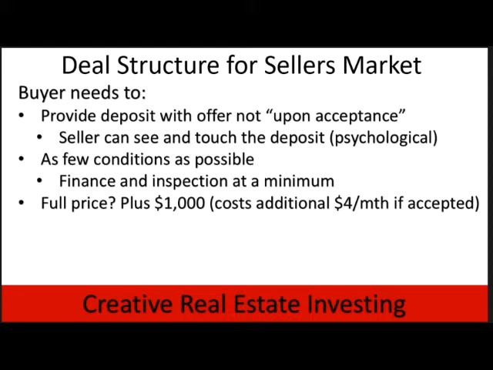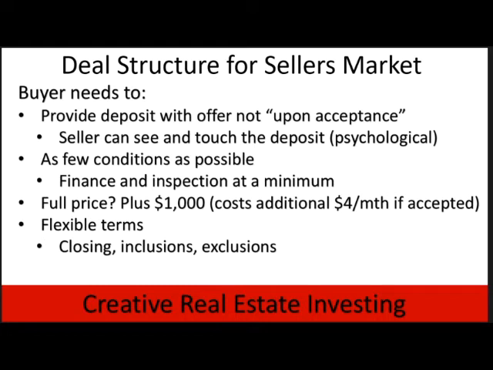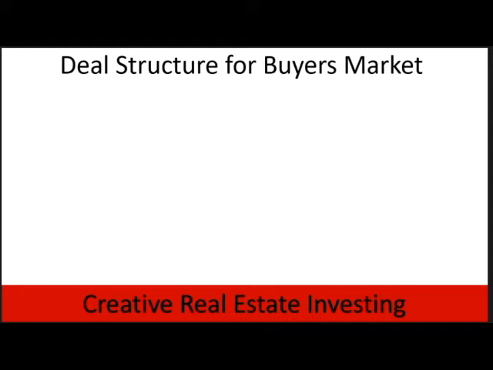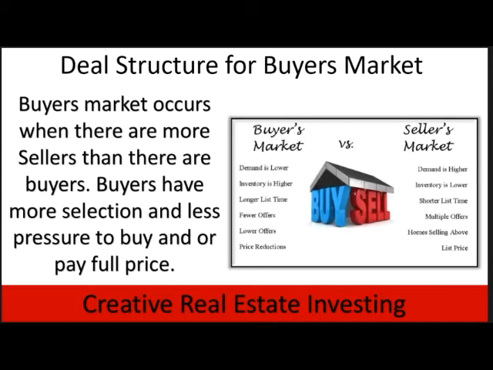And again, a lot of people will simply put in $100 or $500 above asking price. So again, little things like this can give you the edge. Having flexible terms such as the closing, inclusions, exclusions, just make it very well known to the seller that you can be as flexible as they need you to be.